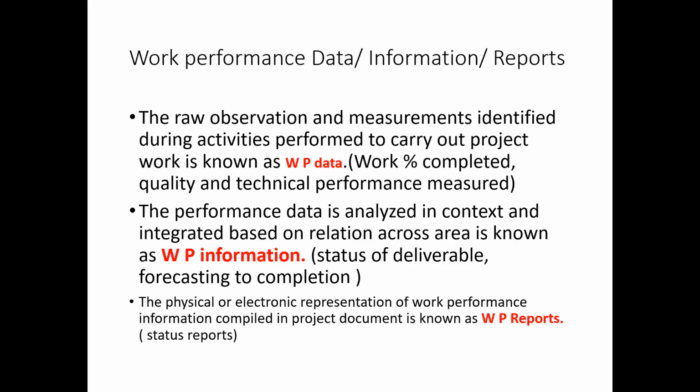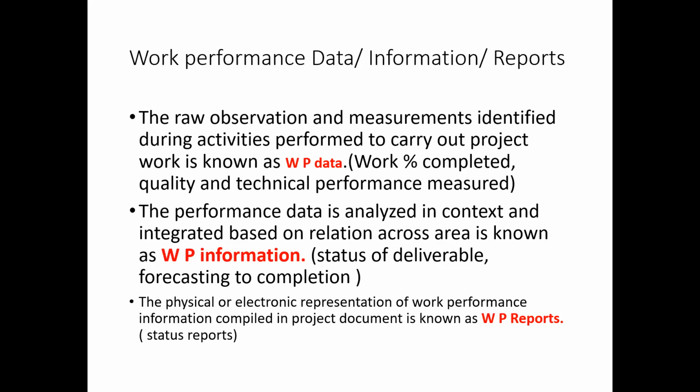So what are the work performance data, information, and reports? The raw observations and measurements identified during activities performed to carry out project work are known as work performance data: work completed, quality, and technical performance measurements. When the performance data is analyzed in context and integrated based on relationships across areas, it is known as work performance information: status of deliverables, forecasts to completion.